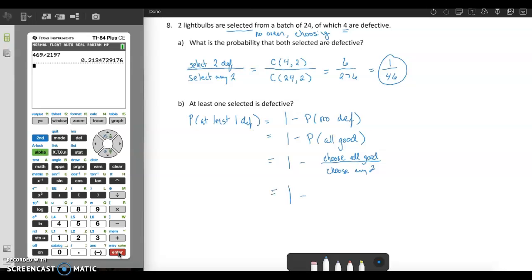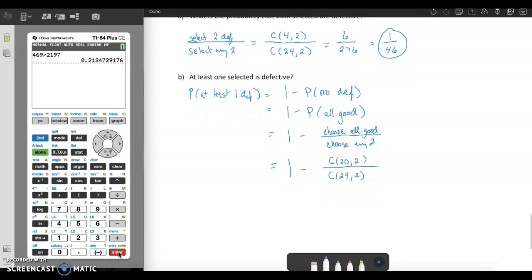We have 1 minus then, let's look at this fraction. The denominator is the same as in part A. If we're choosing any 2, we have a combination of 24 choose 2. That's how many ways we can do that. Now, how many ways are there to choose 2, but all good bulbs? Again, it's a combination. How many are good in this box? There were 24 total, 4 are defective, which means 20 are good. So out of those 20, we would be choosing 2. That's how many ways we can choose 2 good bulbs.